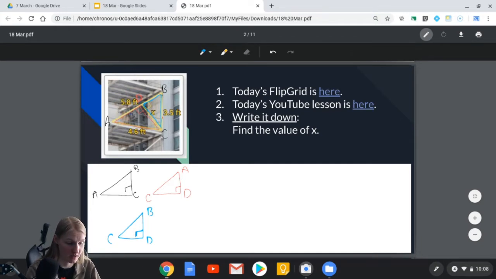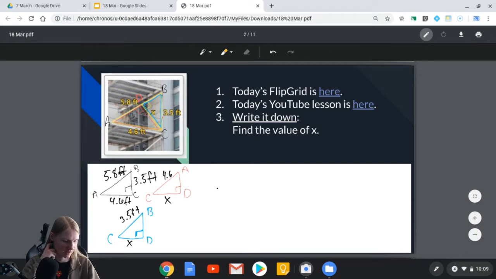Now I have to add in all of my side lengths. AB is 5.8 meters. I don't see any other ABs on here, so I'll move to BC. BC is 3.5 feet. So anywhere I see a BC will be 3.5. Oh, did I say meters? I meant feet. 3.5 feet. DC is x. Those are the only DCs I see. AC is 4.6 feet, so this is 4.6, and that looks like all we got.